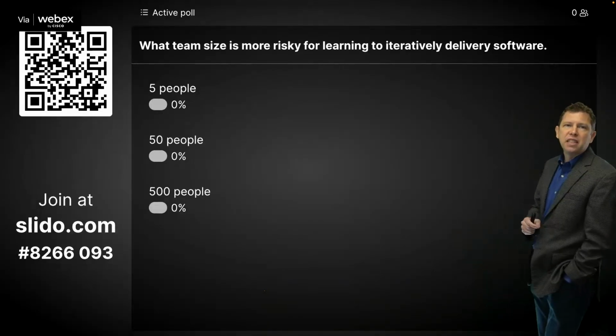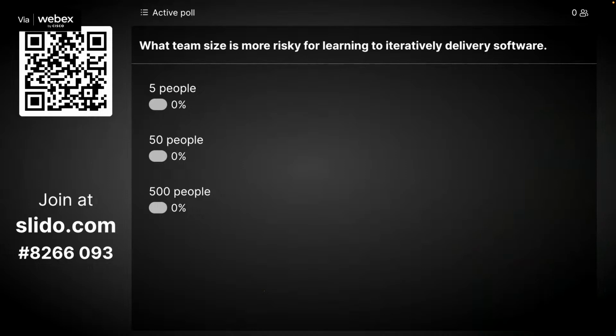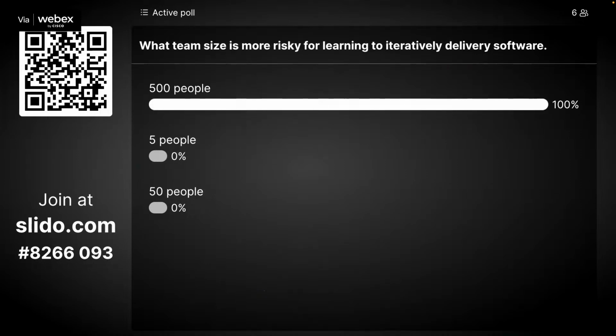So what team size is more risky for learning to iteratively deliver software? In your experience or opinion, which is more risky for learning to iteratively deliver software?